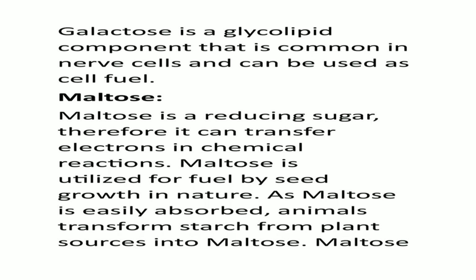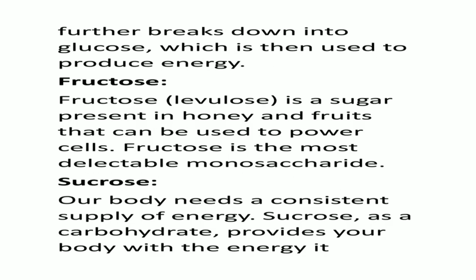Maltose. Maltose is a reducing sugar, therefore it can transfer electrons in chemical reactions. Maltose is utilized for fuel by seed growth in nature. As maltose is easily absorbed, animals transform starch from plant sources into maltose. Maltose further breaks down into glucose, which is then used to produce energy. Fructose. Fructose, or levulose, is a sugar present in honey and fruits that can be used to power cells. Fructose is the most delectable monosaccharide.